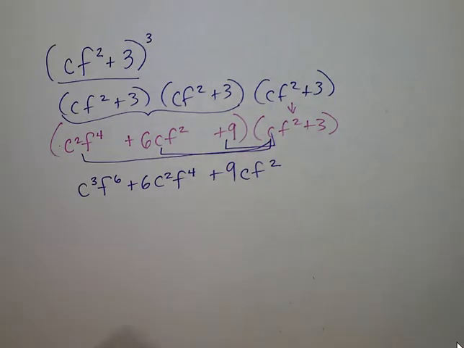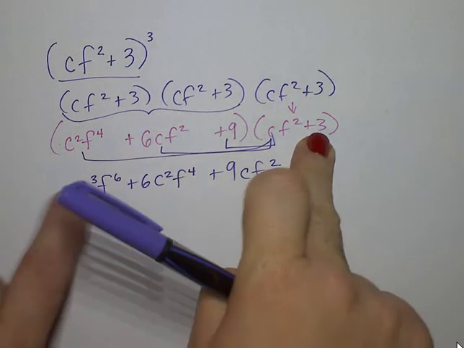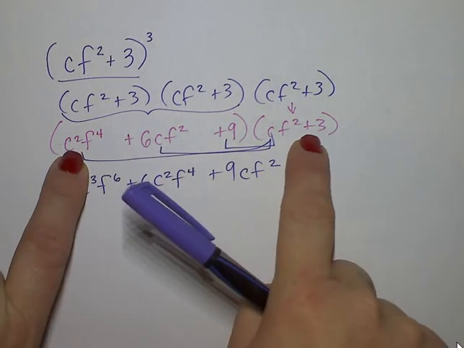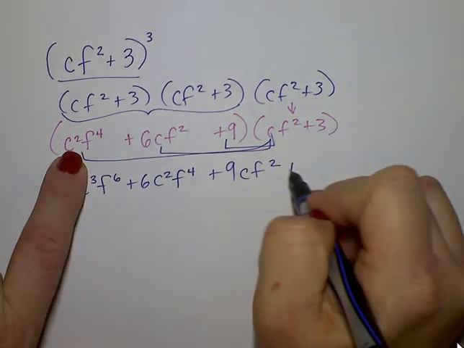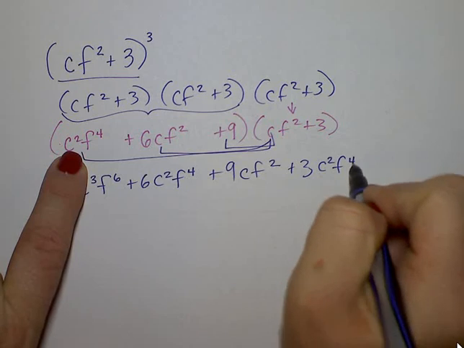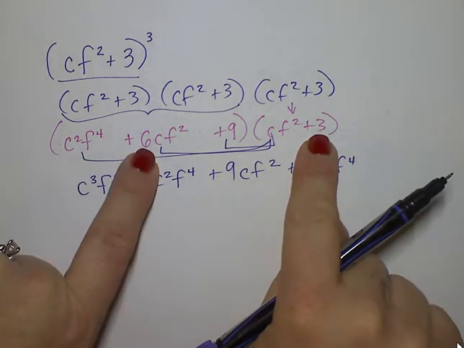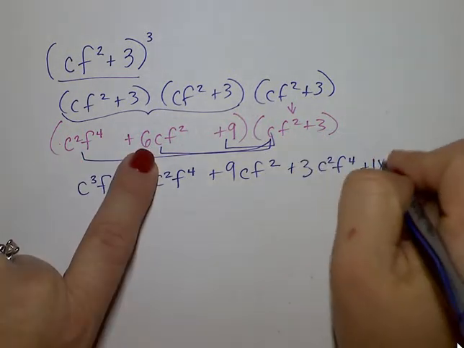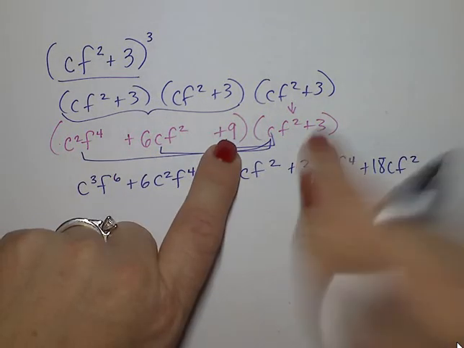I'll do the same thing with the 3. It's a little bit easier here. So 3 times this quantity becomes a positive 3 c squared f to the 4th. 3 times 6 is 18, so 18 cf squared. And 3 times 9 is 27.